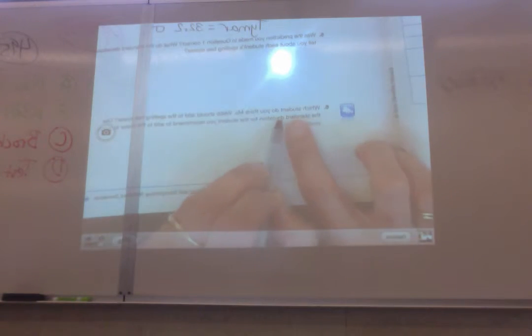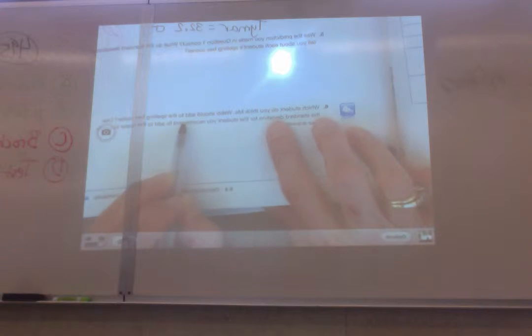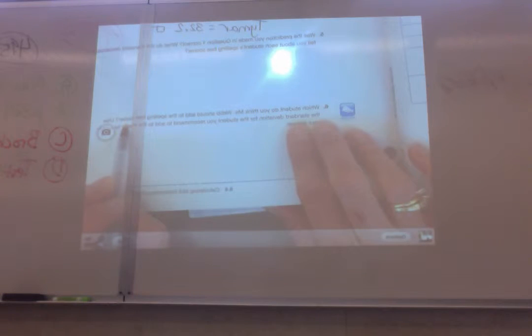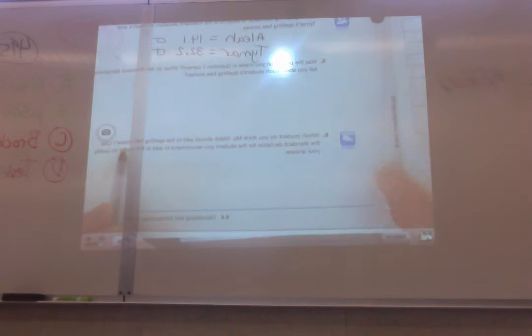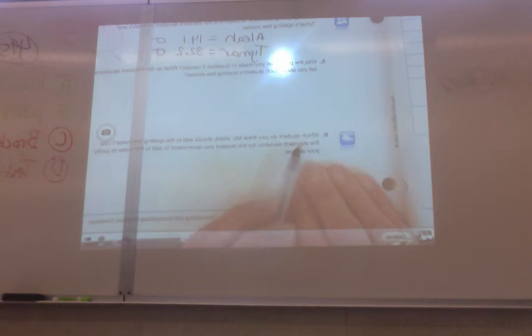6. Which student do you think Ms. Webb should add to the spelling bee roster? Use the standard deviation for the student you recommend to add to the roster to justify your answer.